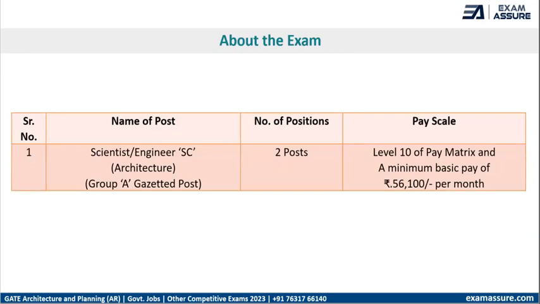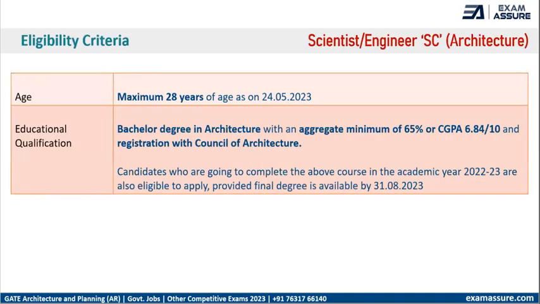So the exam will be conducted for the post of scientist engineer in the Department of Architecture. There are two posts for the same. As far as the eligibility criteria is concerned, the candidate should not be above the age of 28 years on the last date of submission of the form, that is 24th May 2023.